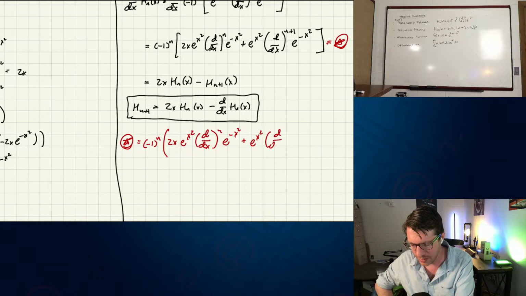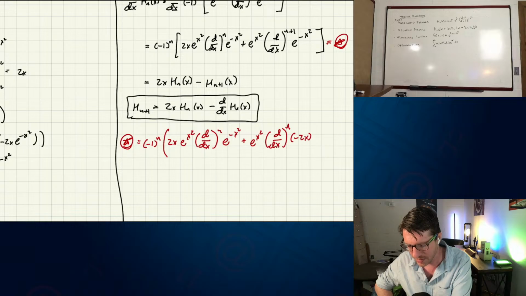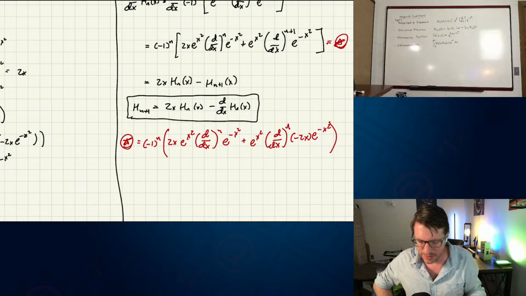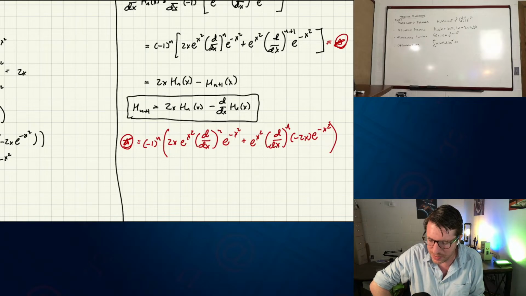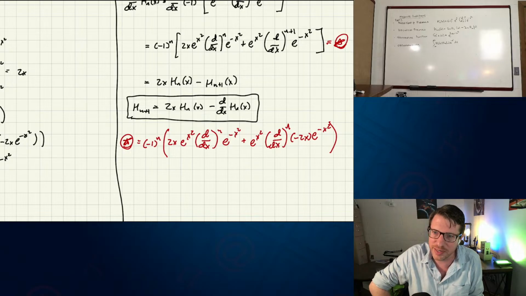And we're going to have d by dx to the n, and we're going to have minus 2x times e to the minus x squared. Okay. And in doing this, we actually have now introduced the second term in with our e to the minus x squared. Now we have a minus 2x there.